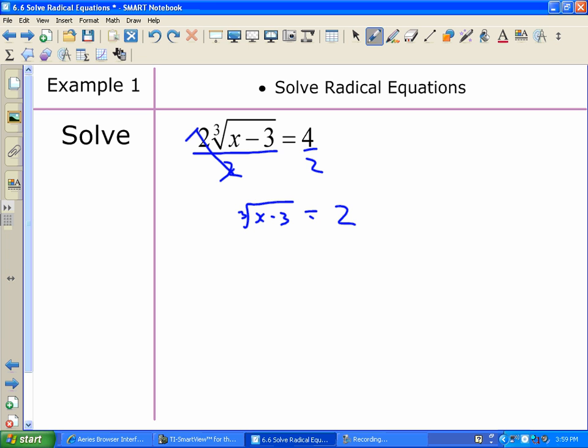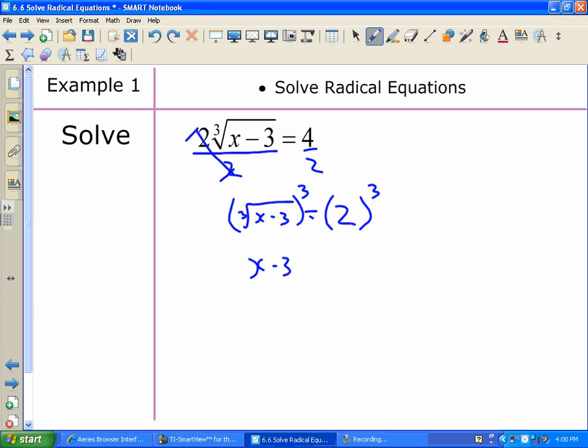I've isolated the radical. At this point, I will introduce something on both sides of the equation that will eliminate the radical for me. Remember, I can do whatever I want to an equation as long as I do the same thing to both sides. This is a cube root, so I will introduce an exponent of 3 to both sides of the equation. The cube root of x minus 3, cubed, will simplify to just x minus 3.